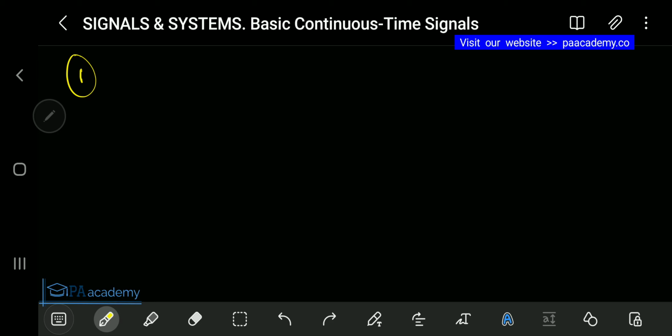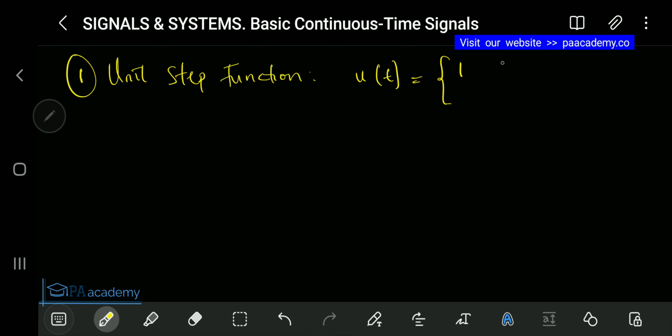Alright, so now let's look at the first one. The first one we're going to be looking at is the unit step function. So that's the unit step function. Alright, so for the unit step function, we can have it like this. So that's u of t is equals to 1 for t is greater than 0, and then we have it as 0 when t is less than 0. So this is the mathematical expression of what a unit step function is.